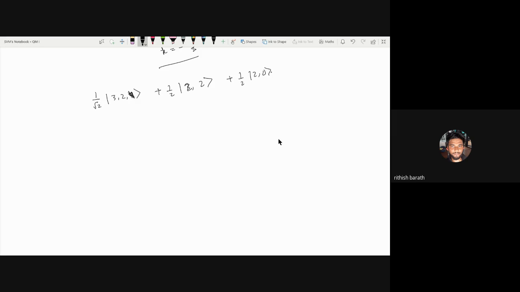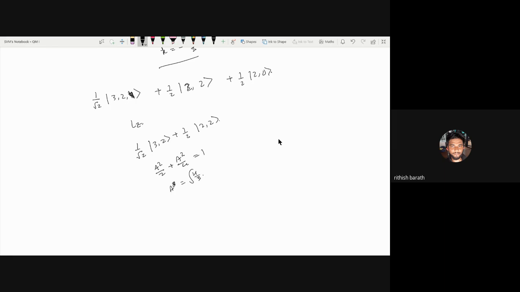And you said that first you made an Lz measurement and you get 2. And you just get the state with square root 2 by 3 |3,2> plus 1 by 2 |2,2>. This is what you get after the first measurement, and so you have to renormalize it. In this case, the renormalization happens to be the square root of 4 by 3. Yes, sir, it is the square root of 4 by 3.